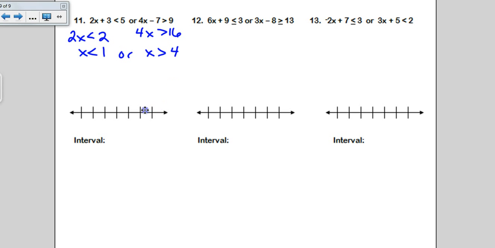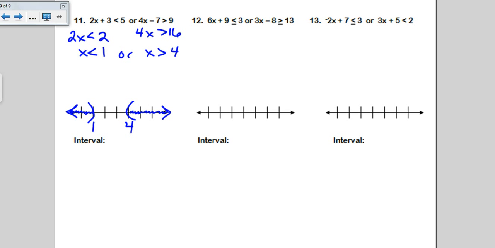So I'm going to graph all my numbers that are less than 1 or any number that's greater than 4. So let's say here's a 1, and here's a 4, and if I want everything less than 1, not equal to, I'm going to shade it like that. And then greater than 4 will be above this. So remember, ors are not restrictive, so they don't have to both be true. It's either one or the other.